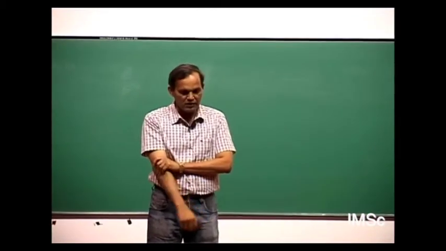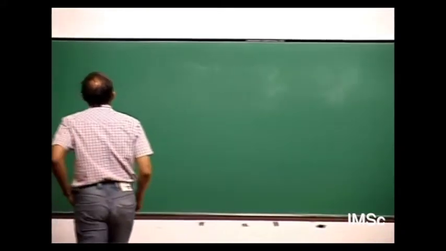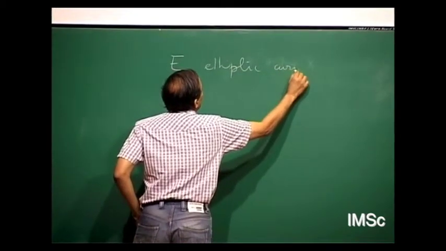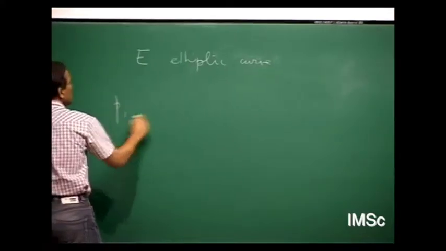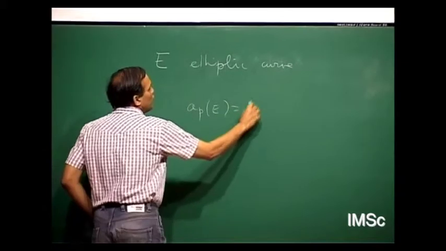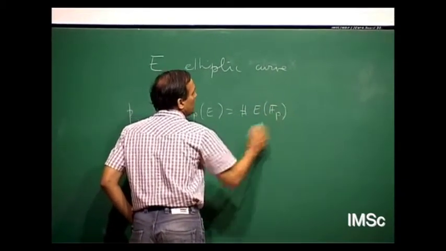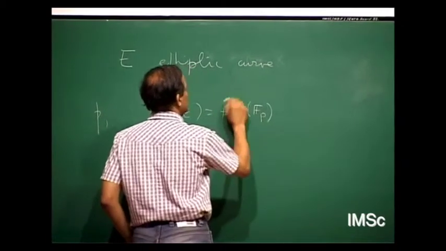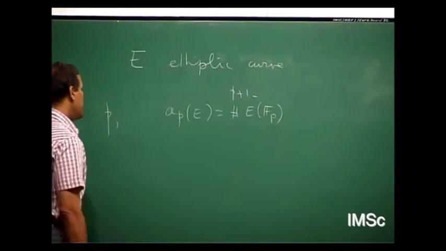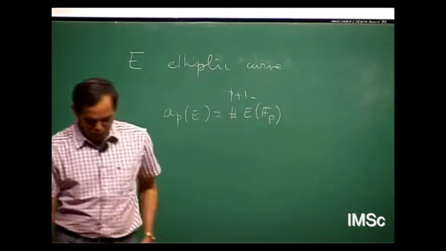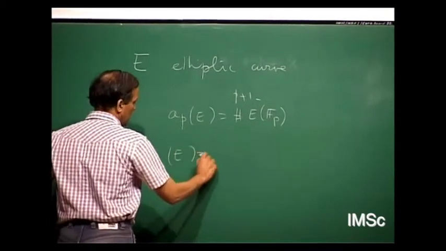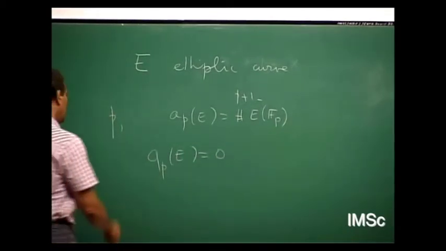When I landed in Montreal, Ram asked me to start by looking at the Lang-Trotter conjectures. We have an elliptic curve E. For every prime p, you can look at a_p(E), which is p plus 1 minus the number of points of the elliptic curve over the finite field. And the question is how these a_p's are distributed. One of the Lang-Trotter conjectures was about how often a_p(E) equals 0, the number of p's for which this happens.